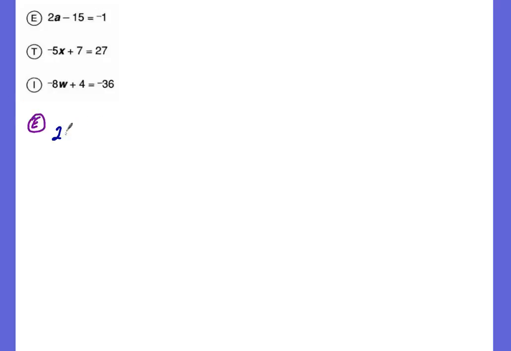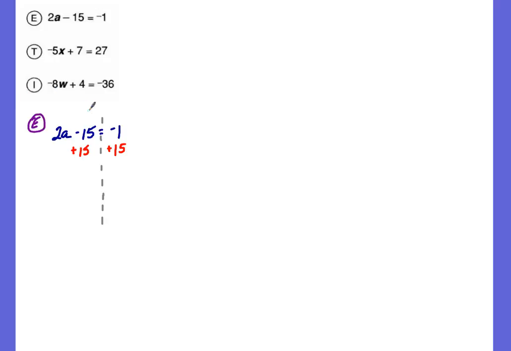2a minus 15 is equal to negative 1. So I'm going to add 15 to both sides. Notice each time I'm doing the opposite of what's happening to the constant.